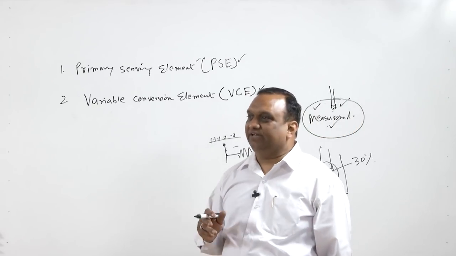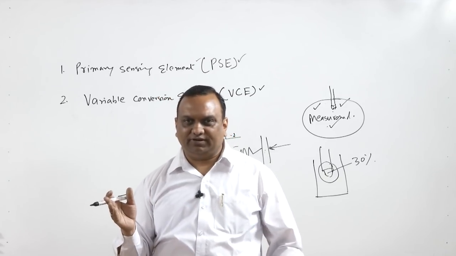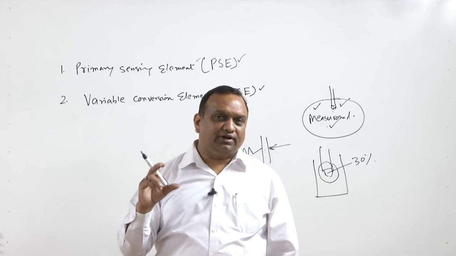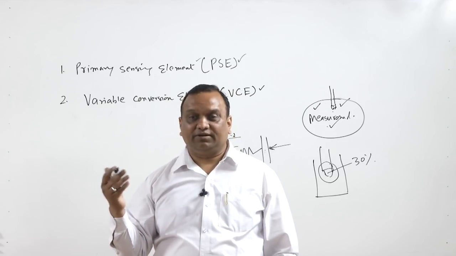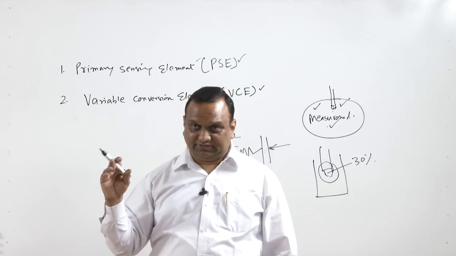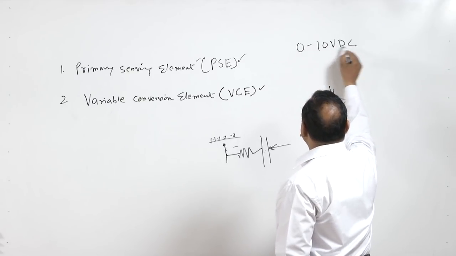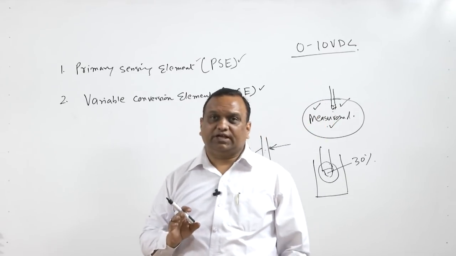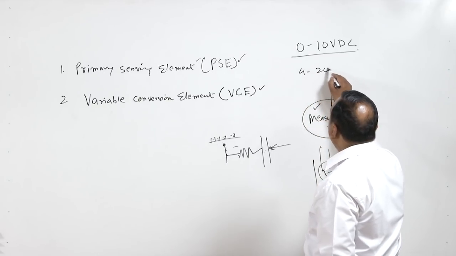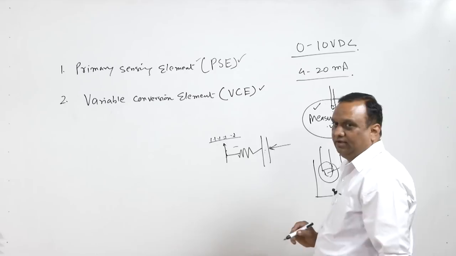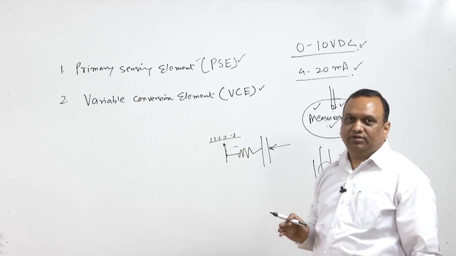Now, transducers, by definition, are the devices which convert one form of energy into another form of energy. The output of these electronic devices, whether we want to measure pressure or temperature, you find a number of measuring instruments giving output in the form of 0 to 10 volt DC or 4 to 20 milliampere. It is the choice of the consumer which one you want to have.